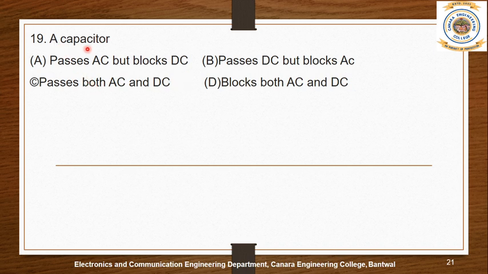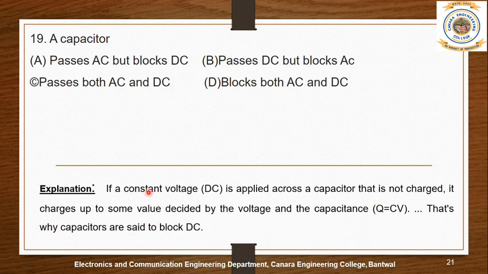Next, a capacitor passes AC but blocks DC, passes DC but blocks AC, passes both AC and DC, or blocks both AC and DC. As we know from the theory, if a constant voltage DC is applied across the capacitor, it charges up to some value decided by the voltage and capacitance, Q is equal to CV. That is why capacitors are said to block DC. So it passes AC but blocks DC. So the answer is option A.